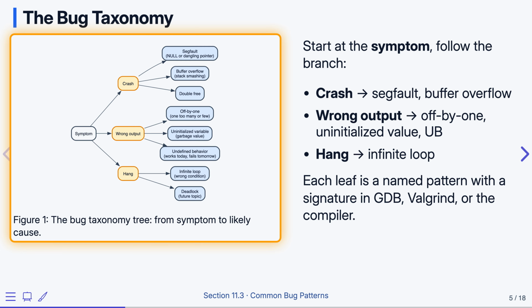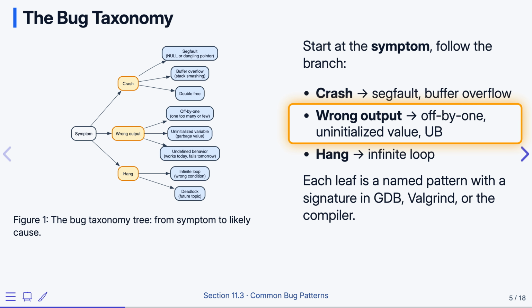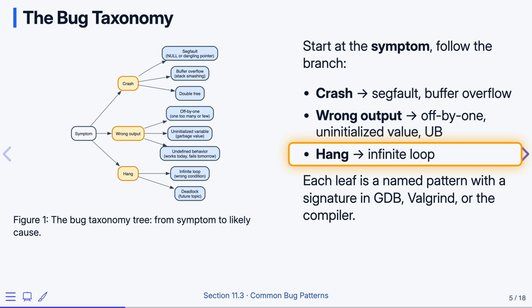This figure is your debugging decision tree. When something goes wrong, the symptom falls into one of 3 categories, and you start at the top and follow the branch. When your program crashes, start with a segfault or a buffer overflow. When it produces wrong output, check for an off by 1 error or an uninitialized variable. When it hangs and runs forever, check your loop conditions. Each leaf of the tree is a named pattern with a signature in GDB, valgrind, or the compiler's warnings.